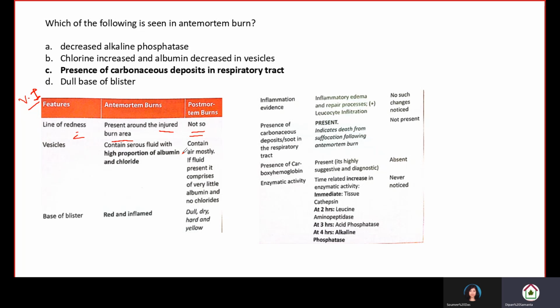That is why, in very common language, you can get very many lively features in antemortem burning. While in postmortem burning, when the burning is occurring, it's not a live person, it's already a dead person. So you will not get such lively features, and most of the features are absent.